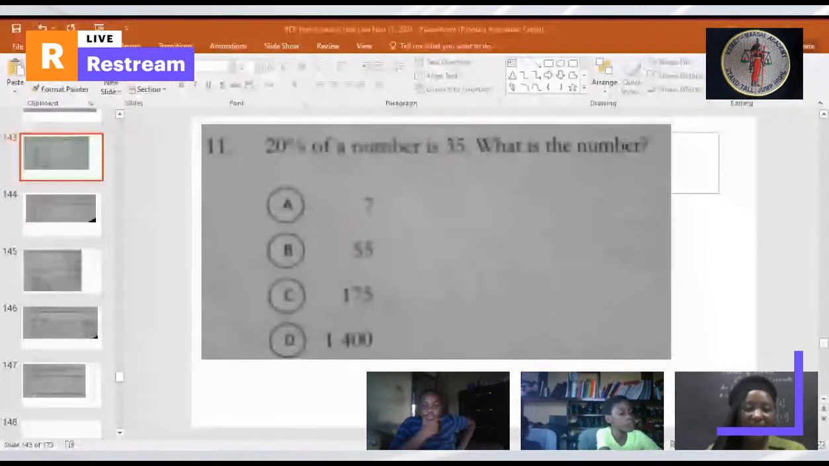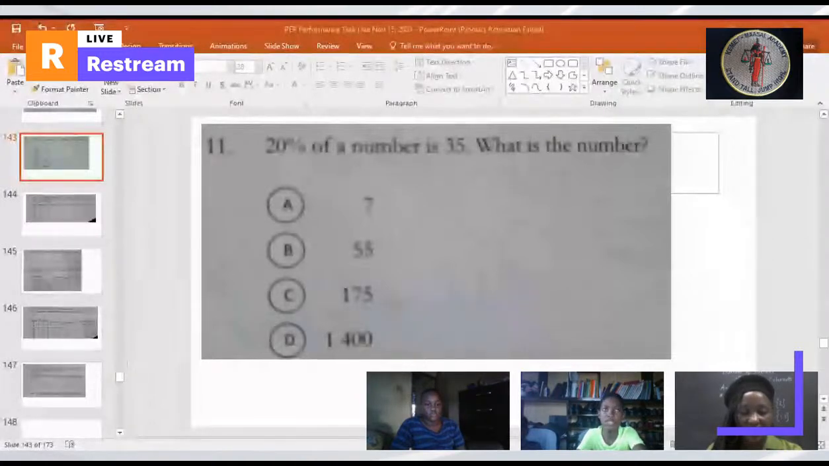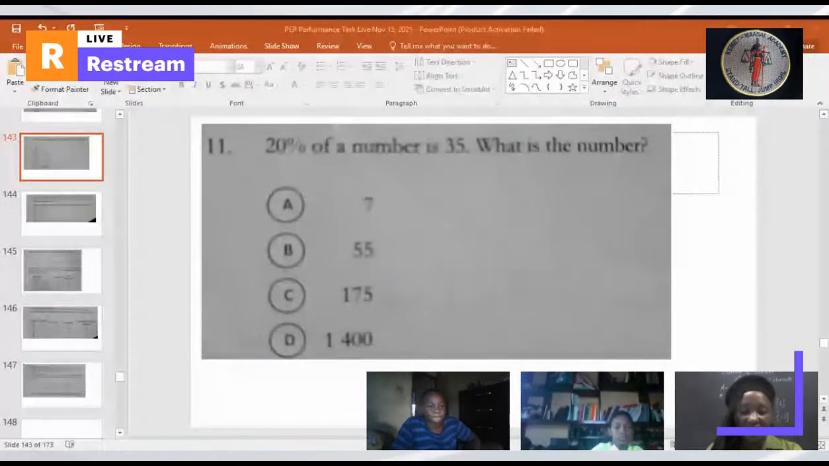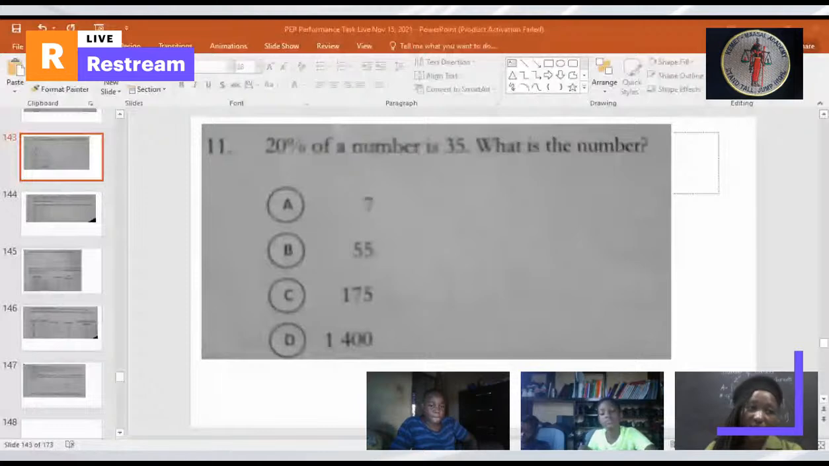Miss, you could. What is 20% as a fraction? Miss, 20% as a fraction is 20 over 100. Reduce it to what? Miss, to 1 over 5. So we're saying 1/5. So 1/5 of a number is 35. To find the whole number, we just need to multiply 35.